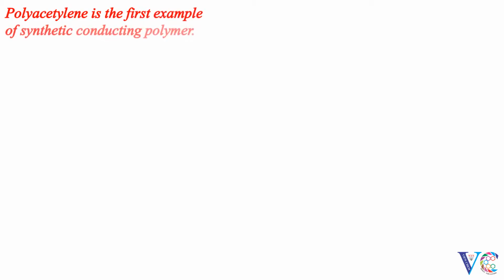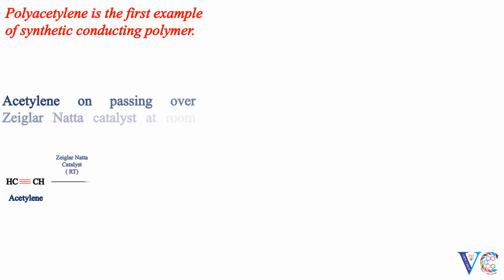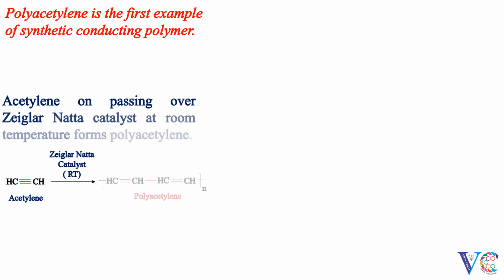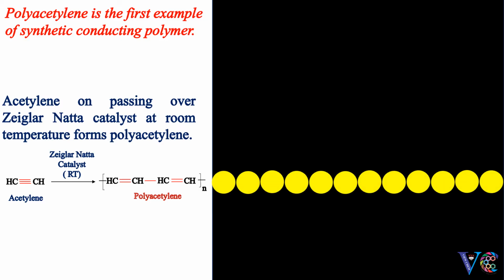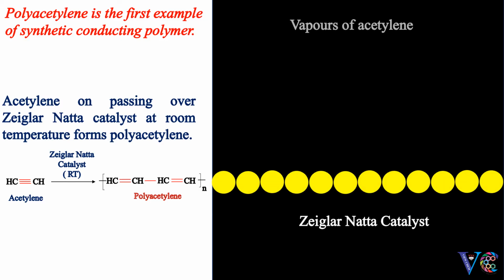Polyacetylene is the first example of a synthetic conducting polymer. Acetylene, on passing over Ziegler-Natta catalyst at room temperature, forms polyacetylene. Ziegler-Natta catalyst. Vapors of acetylene at room temperature.